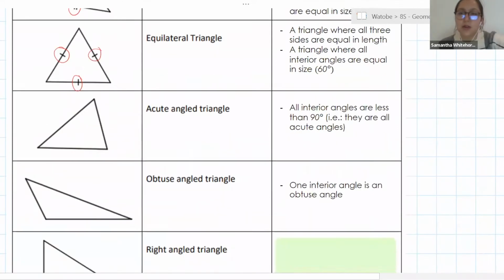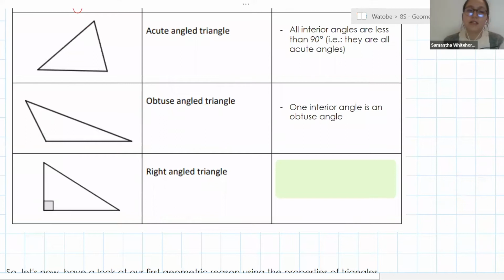Right, the last one. Who can tell me what a right angled triangle is? Let's go to Zizo. Ma'am, a right angled triangle is a triangle with a right angle, which is 90 degrees. Awesome, exactly. So guys, a right angled triangle is one where one of the interior angles is 90 degrees.